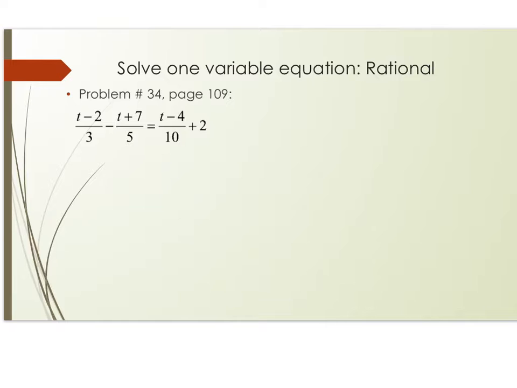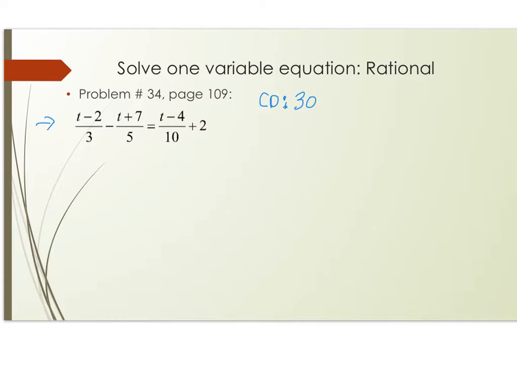Our second objective is to solve one variable equations, and this time it's going to be a rational setup for our problem. So we're going to look at problem number 34 on page 109, and here's our problem. The first step, of course, is to find the common denominator, and my common denominator here is 30. So I'm going to adjust each of my fractional terms and the whole number term to the common denominator 30 first.